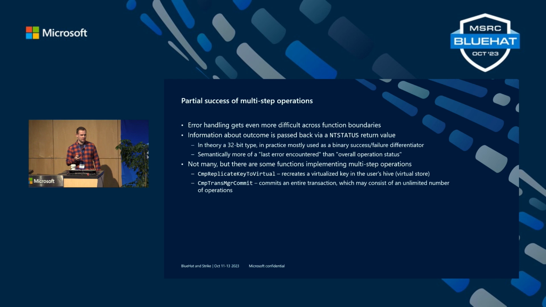Then we have the multi-step operations, right? As I have just shown, handling errors within the scope of a single function can be hard and problematic, but it gets even harder if you want to do proper error handling across function boundaries. In the Windows kernel, you have the NTSTATUS return type, which is used to pass information about errors and the status of a function. In theory, it carries a relatively large amount of information because it's a 32-bit type. But in practice, it's mostly used as a Boolean differentiator between a success and a failure. So it isn't really used to capture information about the overall status of the operation, but mostly just what was the last error that was encountered.